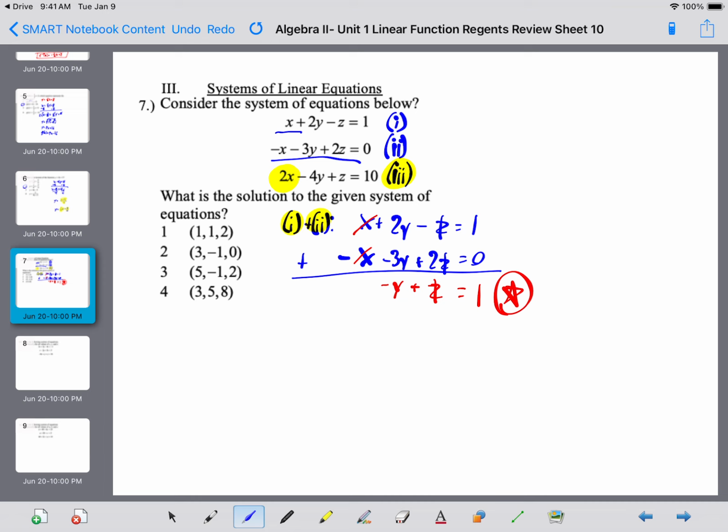I'm going to do 2 times equation 2 plus equation 3. And if you want to do the math for 2 times equation 2 somewhere else, that might be a little bit neater.